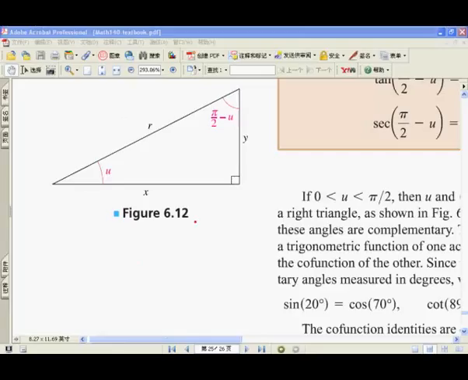Now let's put the angle u and the pi over 2 minus u in a right triangle. So this u and the half pi minus u can be the acute angles of a right triangle. Actually, we let u be between 0 and half pi. Let's see why the half pi minus u is also between 0 and half pi.